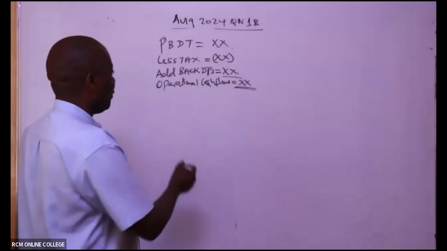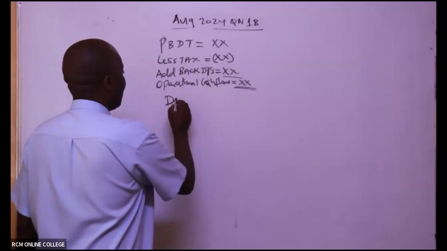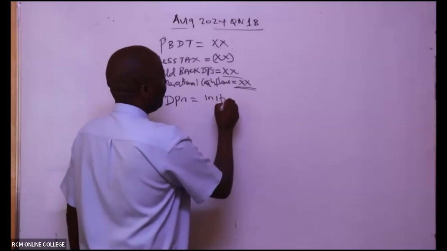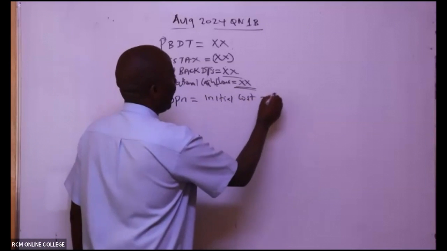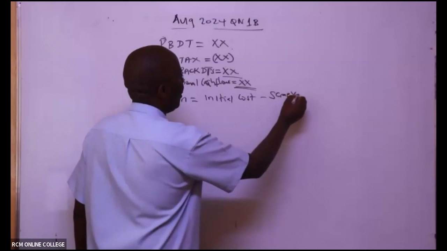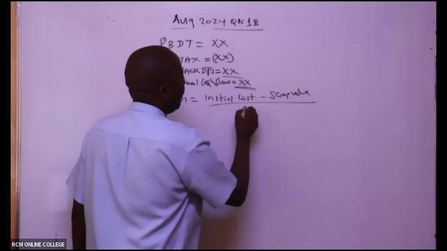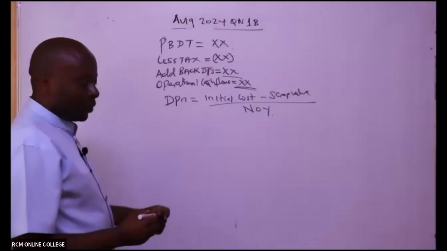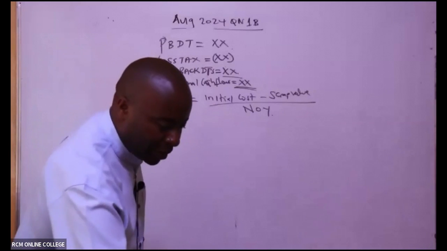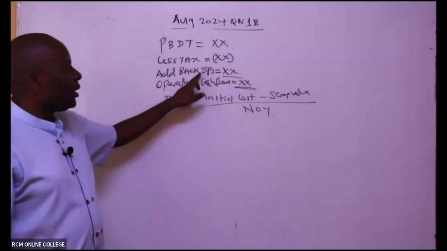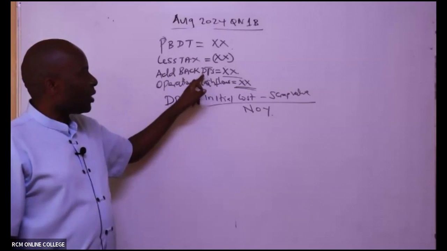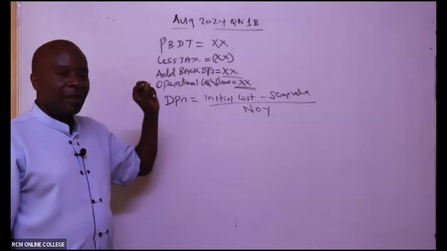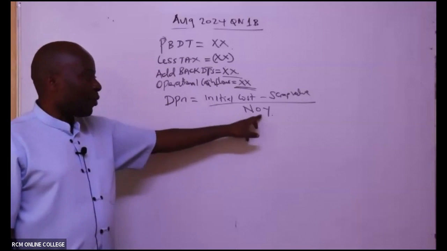So then depreciation, they have told me to use straight line method. Depreciation will be equal to initial cost minus any scrap value, which they haven't given us, divided by number of years. Remember, write this in full. This is depreciation tax shield. And then, of course, these are number of years.